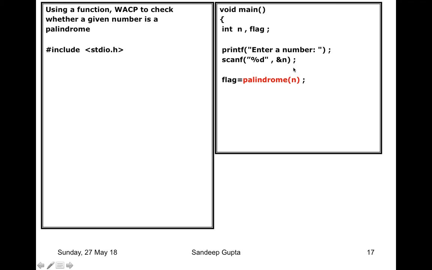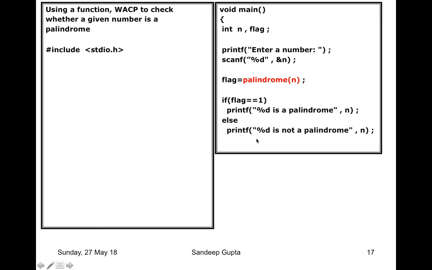So what do you think this function palindrome will do? Very simple. This function palindrome will check whether n is a palindrome or not. And if n is a palindrome, it will return 1, else it will return 0. So, can you take a guess what is going to be the next statement over here? That's right. The next statement will be an if-else like this. If flag is equal to 1, it means the given number is a palindrome. Else it is 0, which means the given number is not a palindrome. So that completes the main.